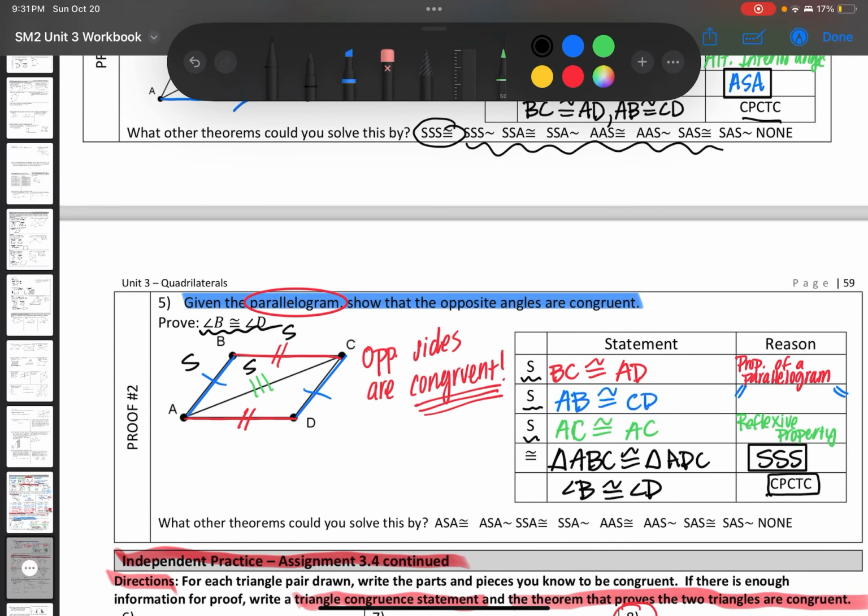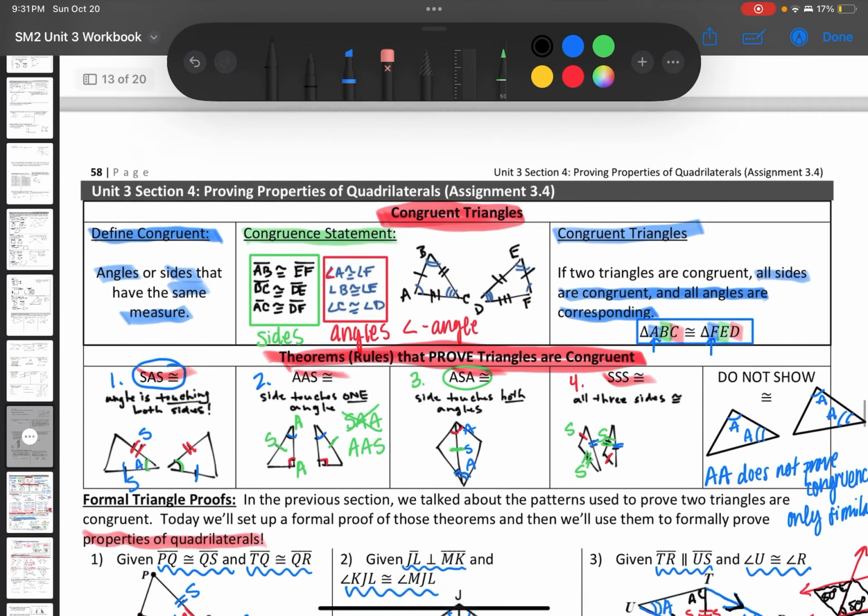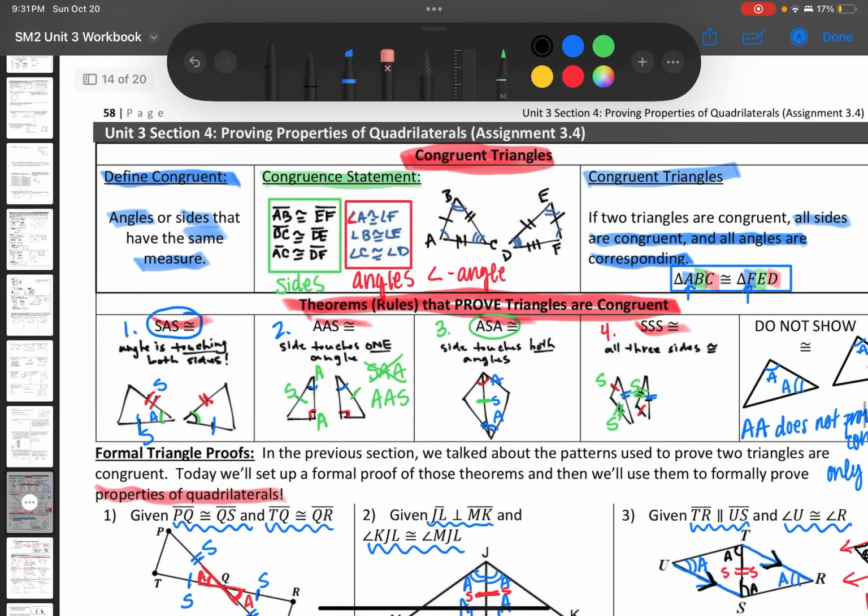So that is 3.4, showing that two triangles are congruent by these four theorems: side, angle, side; angle, side, angle; angle, angle, side; and side, side, side.